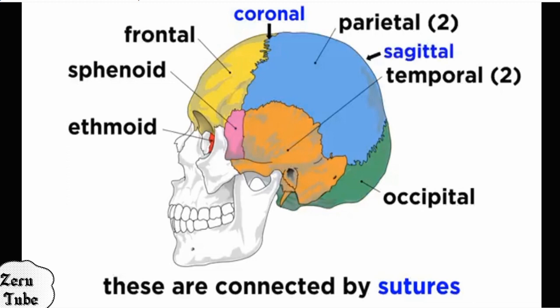And the sagittal suture which connects the right parietal bone and the left parietal bone. The lambdoid suture is very important to join the parietal bone and the occipital bone.